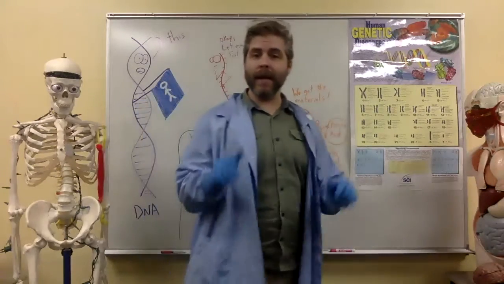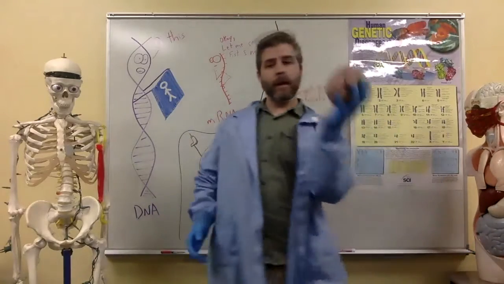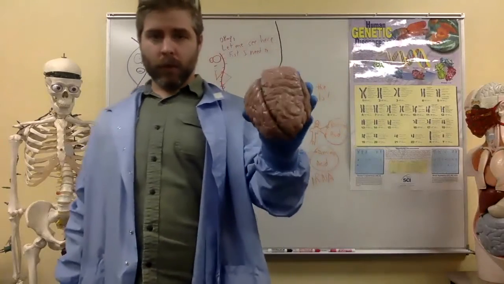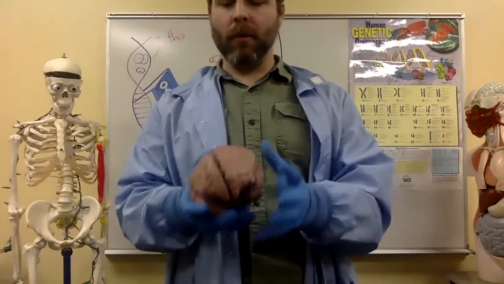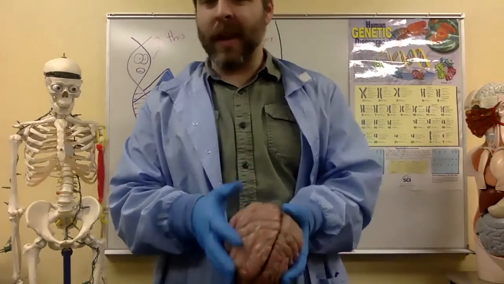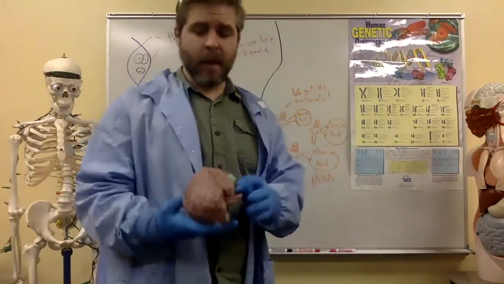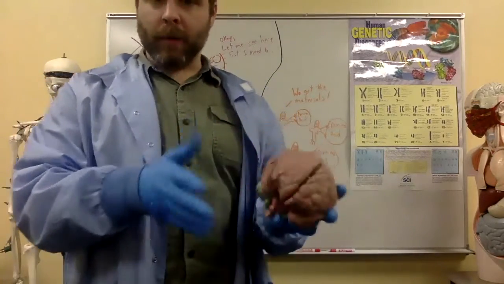But before we go into that, let's actually look at a human brain. Not a real one, but a model. And this is what a human brain looks like. It's actually very, very soft in real life, almost like silly putty, even softer than that, slightly stiffer than pudding. And it consists of a bunch of lobes that we've talked about in class.